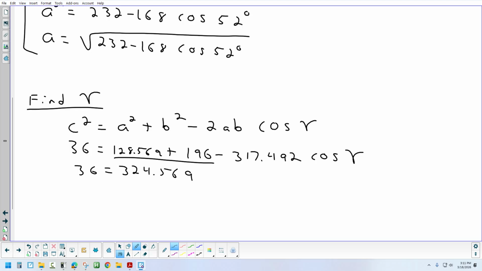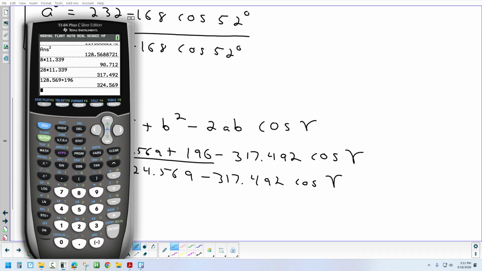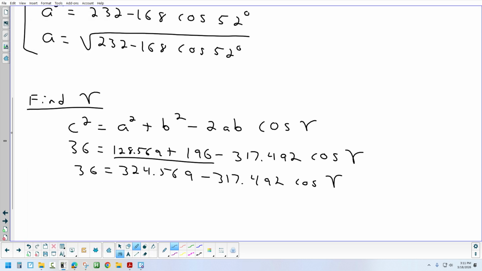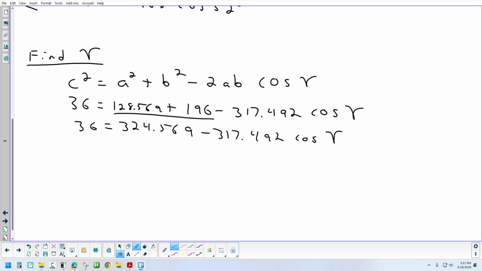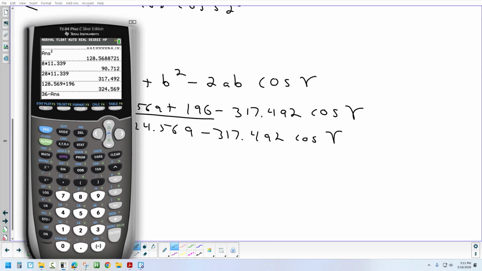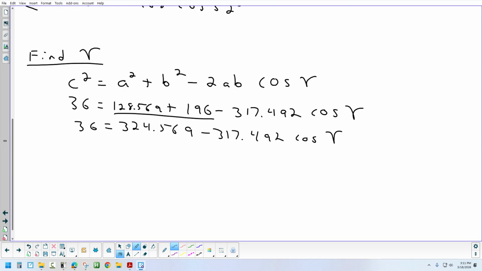Everything else is still where it was. What was the number again on the calculator? When we add 128 and 196, yeah, 324.569. Sorry, I thought you wrote it wrong. I was mistaken. Well, it happens. Okay, so we combine like terms. 3 steps left. What's my next step? Subtract 324.569 from 36. So we'll do 36 minus 324.569. That's going to give me negative 288.569.